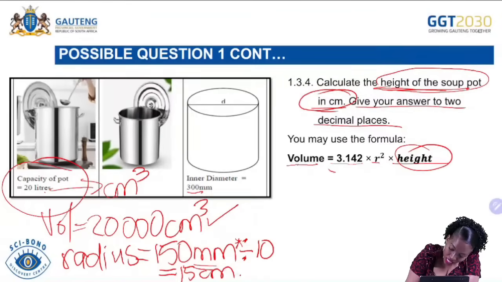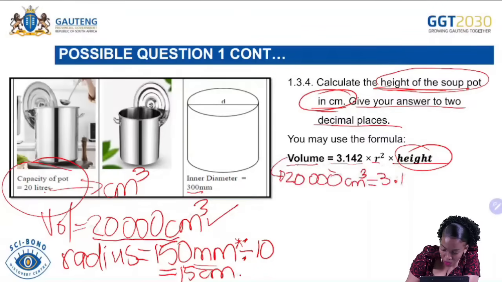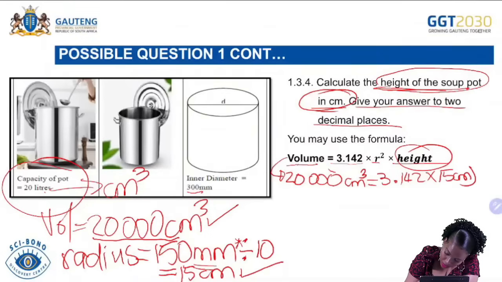So from there, we can substitute into the formula. Where we see volume, we are going to write 20,000 centimeters cubed equals 3.142 multiplied by, do we have the radius? Yes, the radius is 15 centimeters, but it must be squared, multiplied by the height.